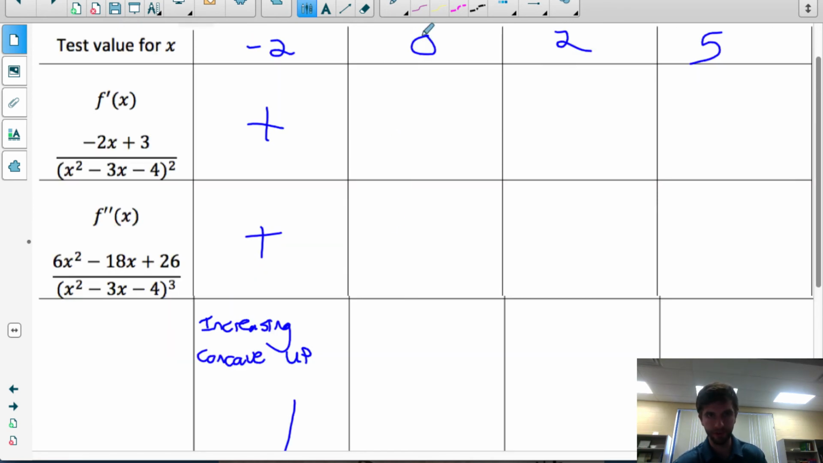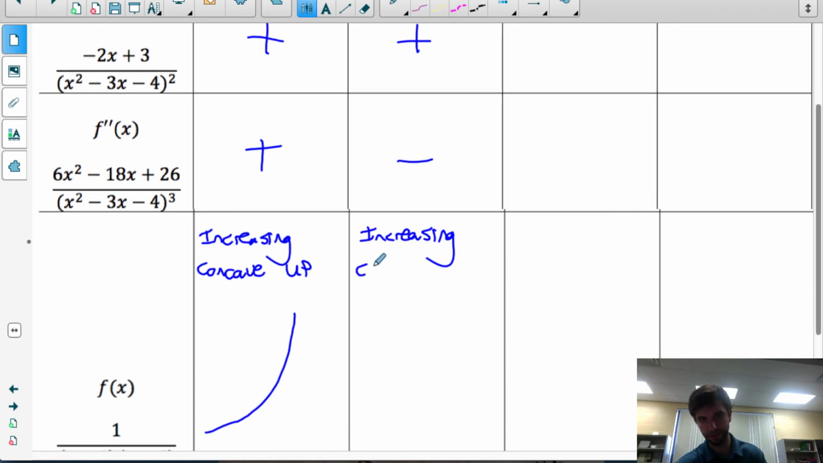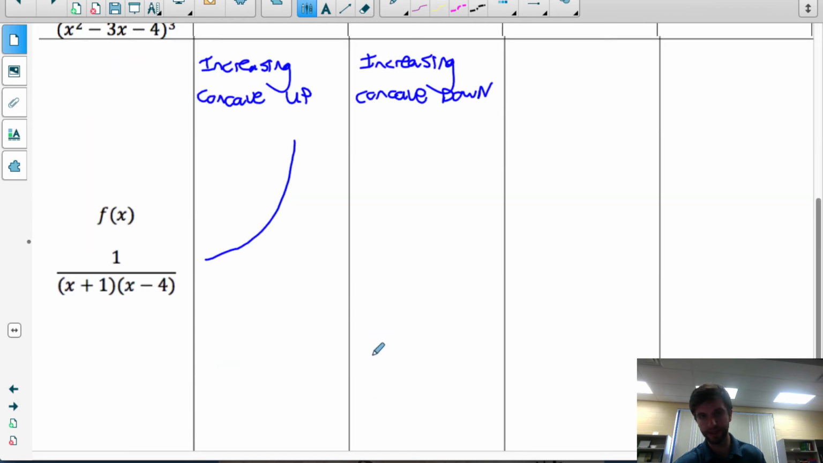How about the next interval? If I plug 0 in for the x's, so if I plug 0 into here, I'll get 3 over a positive number, so that's positive. If I plug 0 into here, I'm going to get a positive over a negative, so that's negative. So this being positive tells me that the original function is increasing. But the second derivative being negative tells me that the tangent slopes themselves, although they're positive, are decreasing, which means the function is concave down. So I need to draw an increasing function that is concave down. So it's going to look like that.